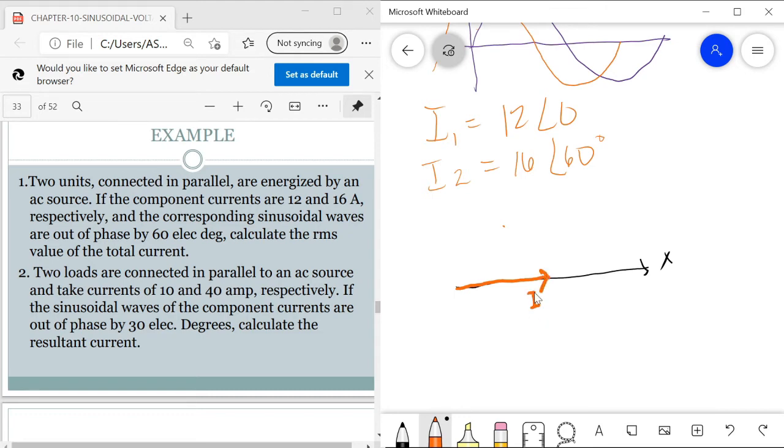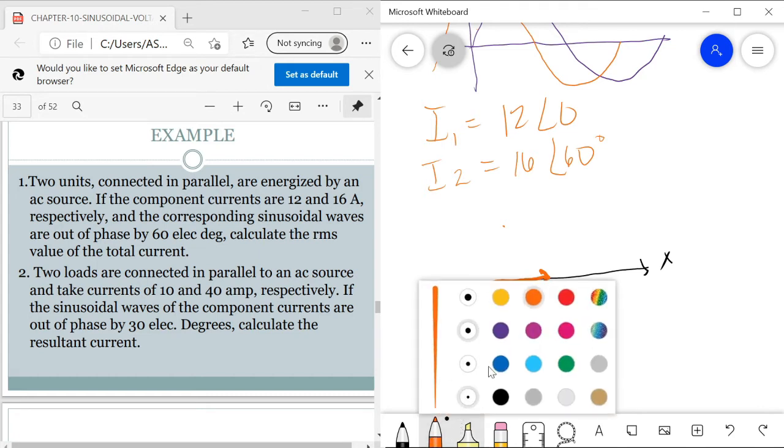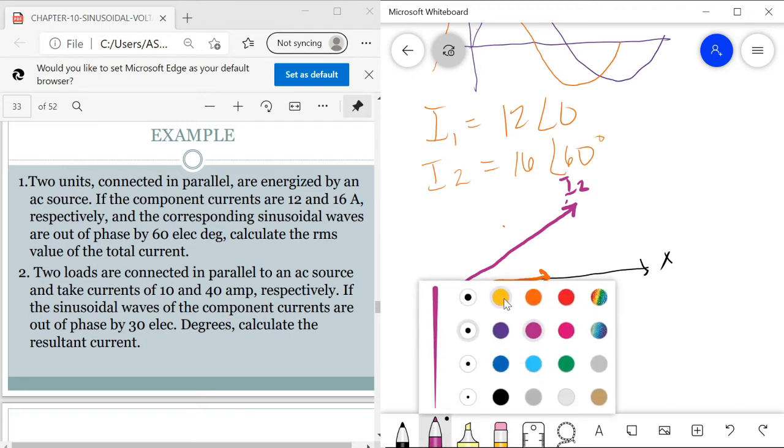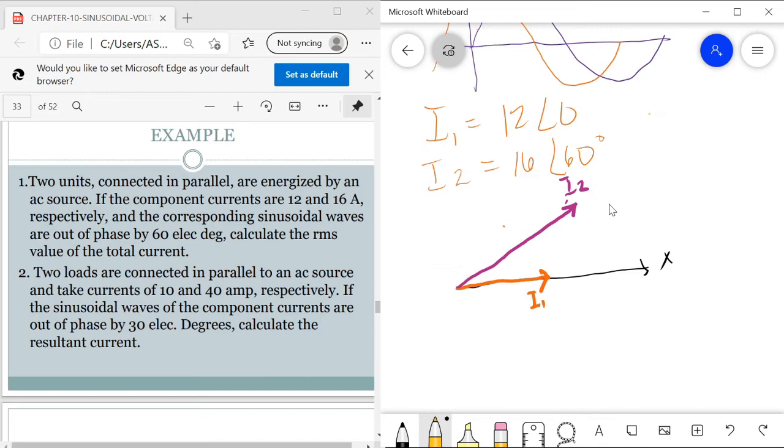This is I1, I2, angle 60. Using the parallelogram method, we will add these two vectors. So the sum, this length will be equal to this. And the other one will be this.